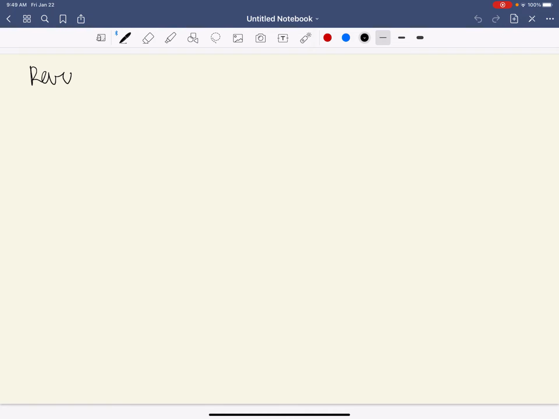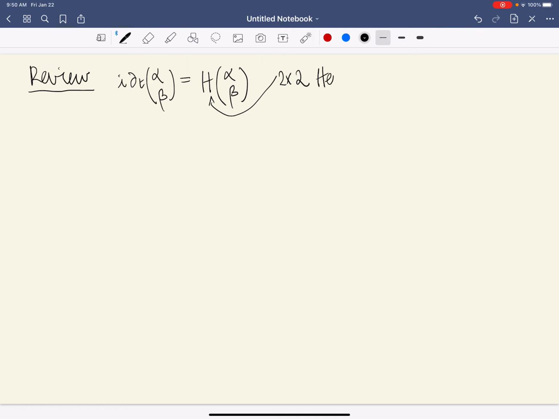So let me start with a brief review of what I talked about last time, which is a recipe for solving a two-level Schrodinger problem given in the form of these two by two coupled differential equations. And this is some kind of a two by two Hermitian matrix.